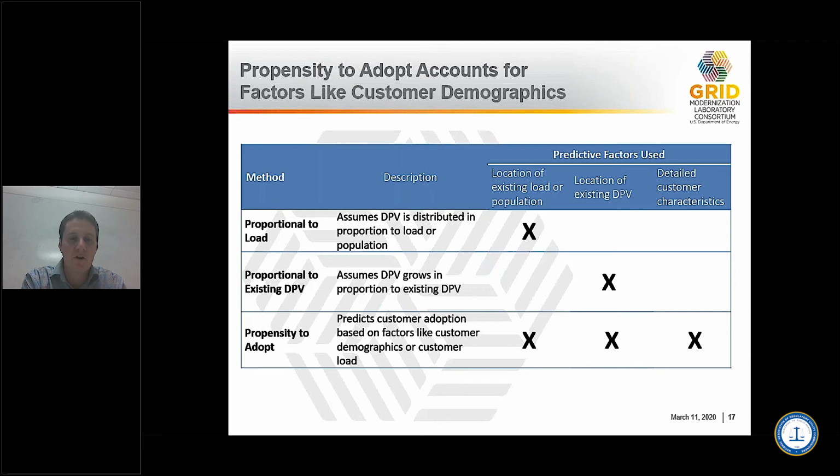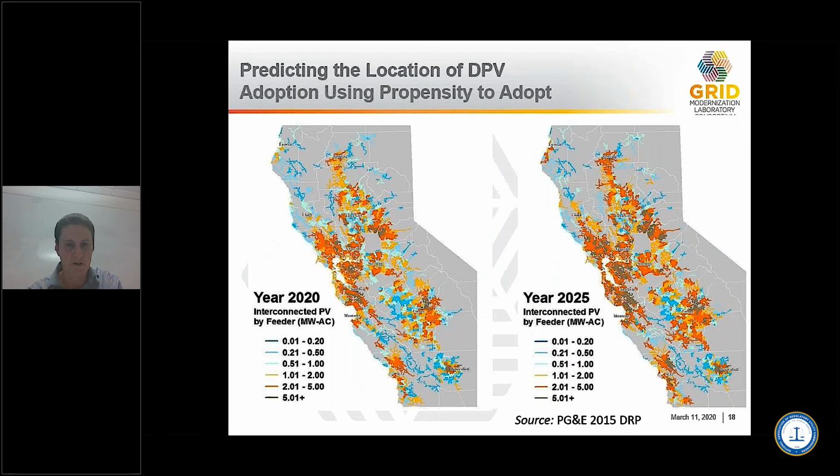But I think the best approach is using some type of propensity modeling. So it combines both how load and population patterns matter, where solar is being adopted currently and where it might be adopted in the future, but also, and most importantly, using actual customer characteristics to suggest which types of customers are most likely to adopt. A propensity score is ultimately some measure of the probability of adoption. So I think the area, next slide please, that has used this the most is California.